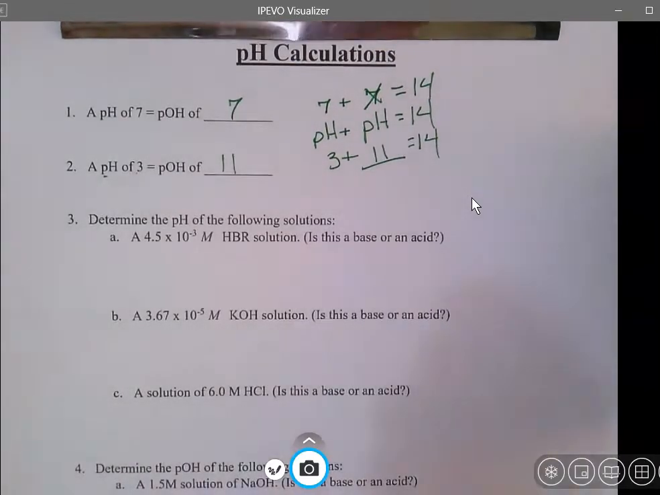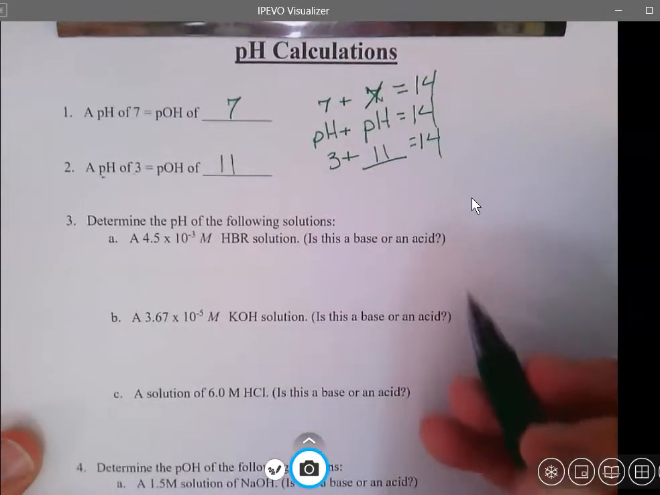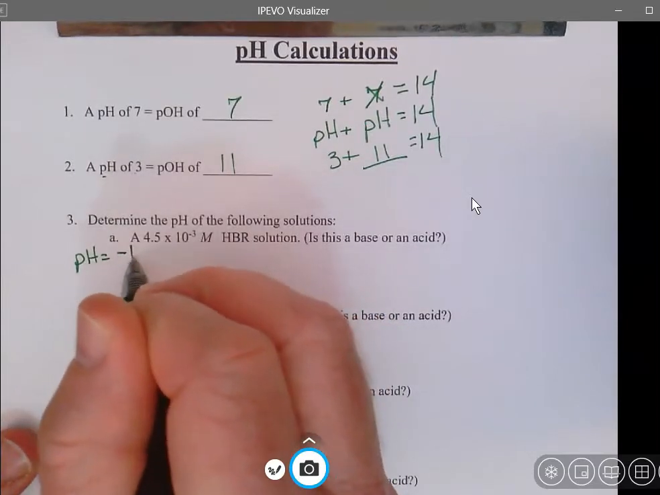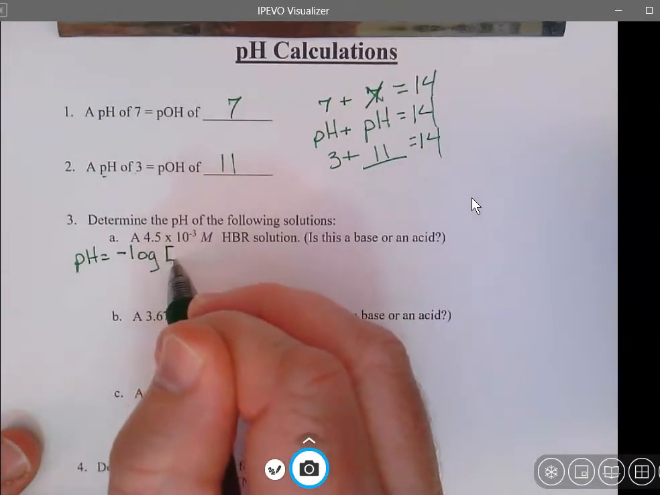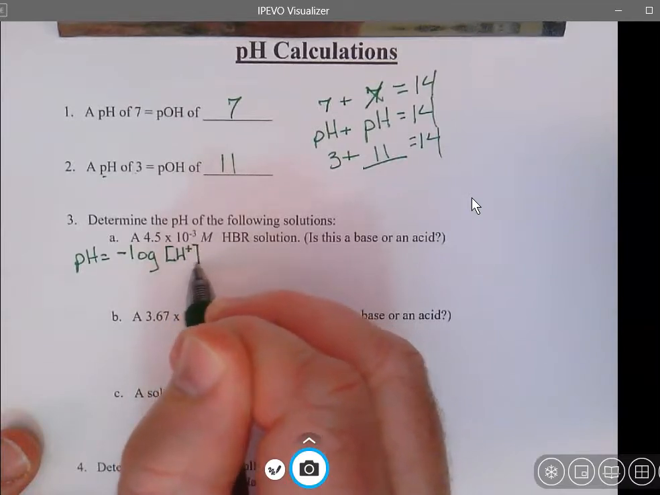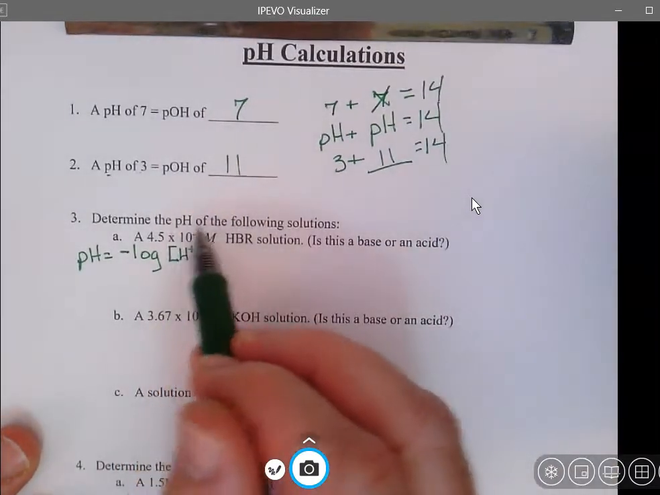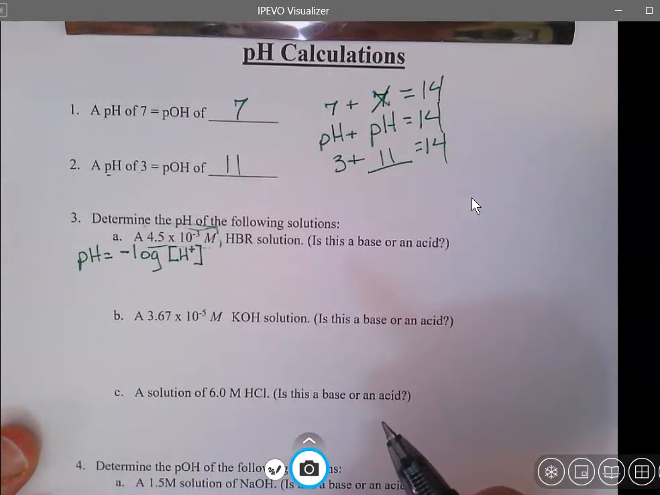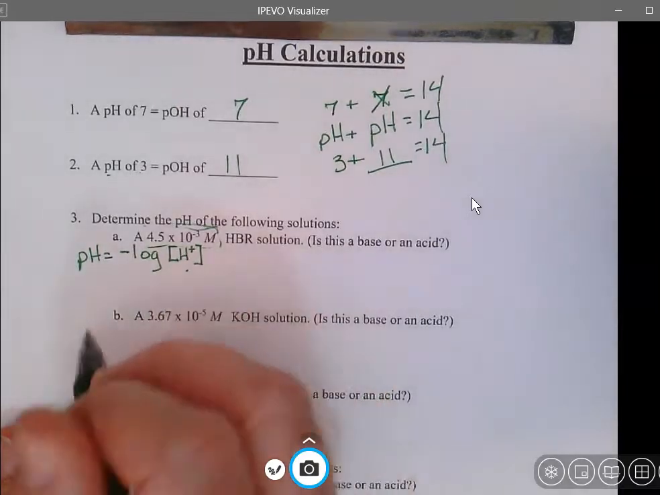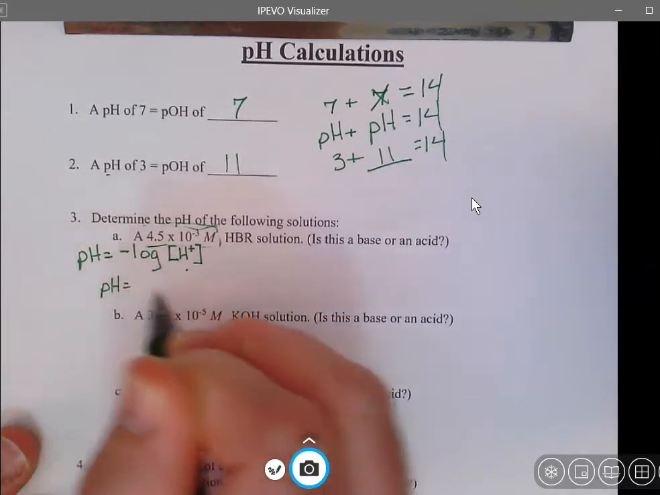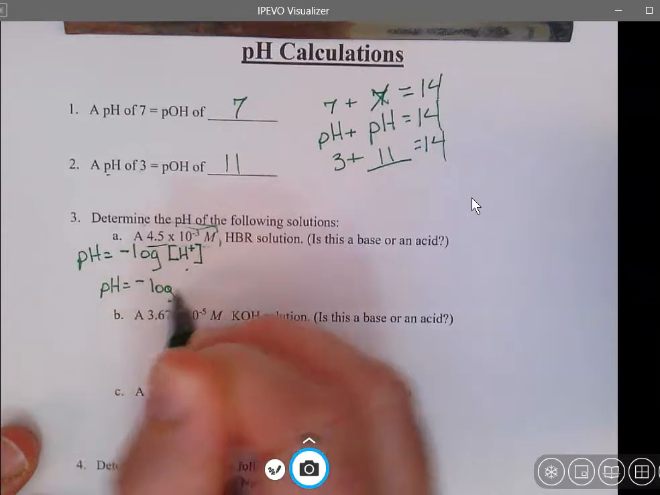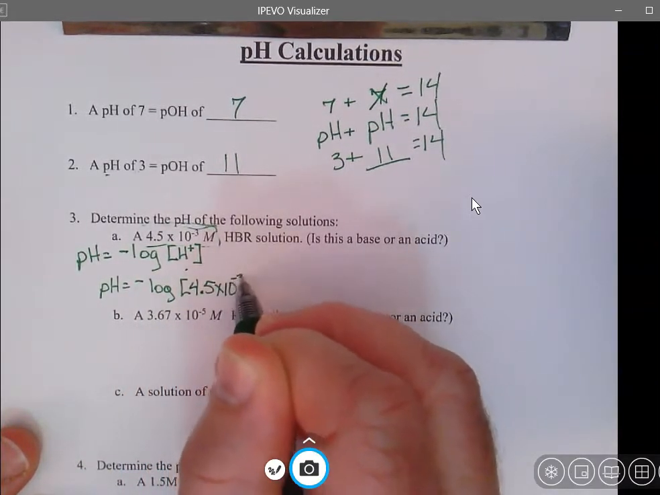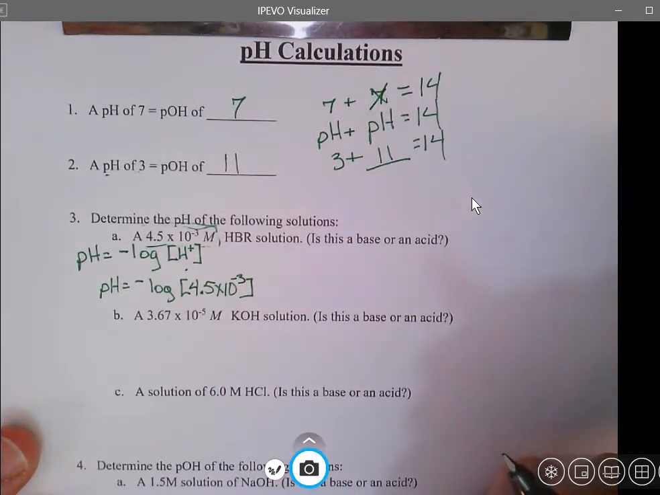Now for this next one, the equation that we will be using is pH equals the negative log of the concentration of the hydrogen ion. Okay, and so this value right here, the 4.5, that is our concentration, and so we just simply put that in there. So the pH is going to be equal to the negative log of 4.5 times 10 to the negative 3, and there we go.